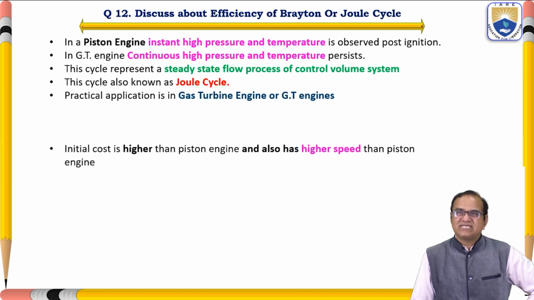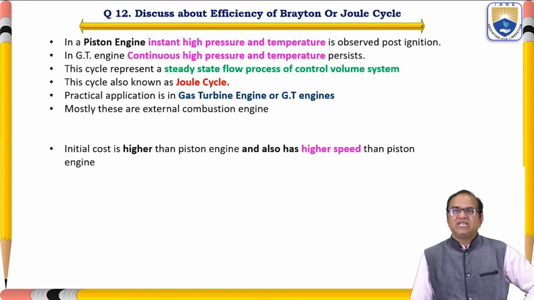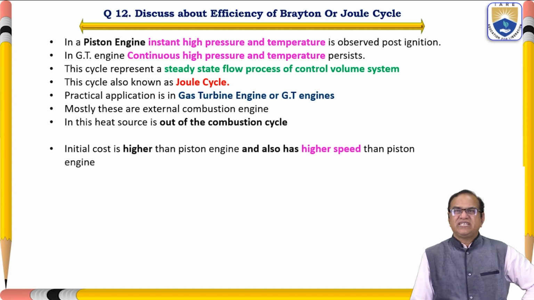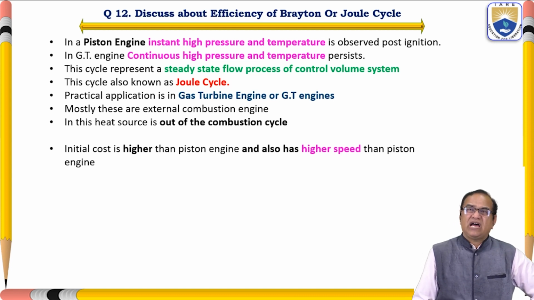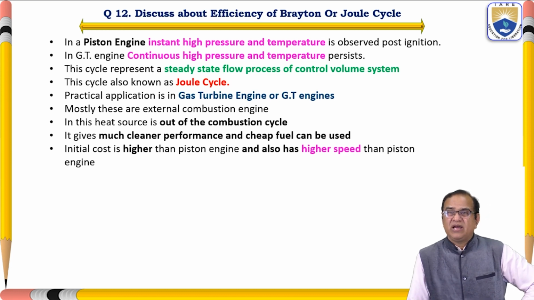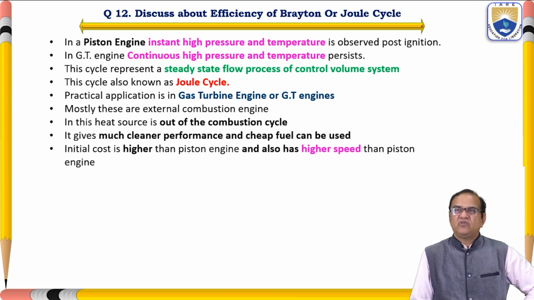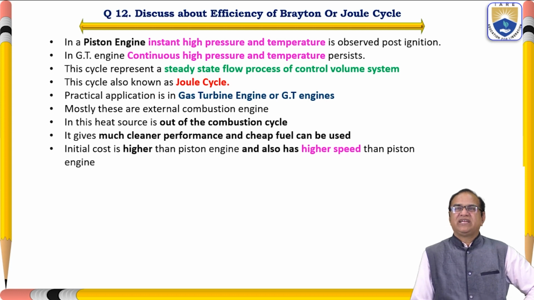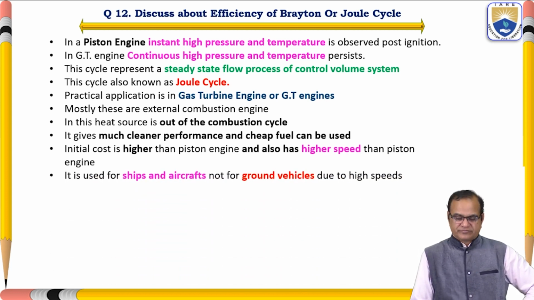Practical application is in the gas turbine engine or the GT engine. Mostly these are external combustion engines. In this, the heat source is outside of the combustion cycle. It gives much cleaner performance, and cheap fuel can be used. Initial cost is higher than the piston engine, and it also has a higher speed than the piston engine.